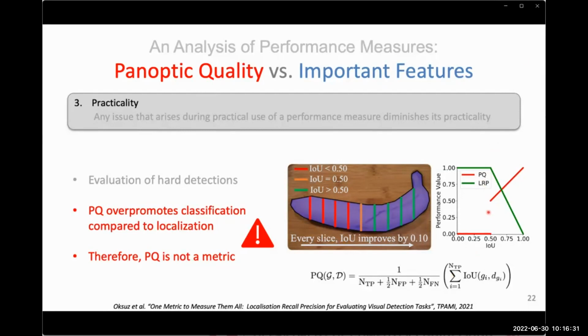Because of this discontinuity, PQ does not satisfy the triangle inequality, and it is not a metric. A more detailed proof of this is available in our paper. We will show later that the way panoptic quality combines classification and localization is actually inconsistent.